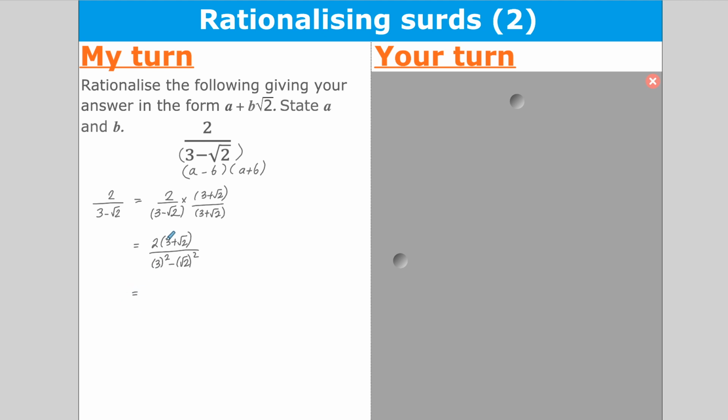On the top, we can expand. 2 times 3 is 6. 2 times root 2 is plus 2 root 2. And on the denominator, what have we got ourselves? We've got 3 squared is 9, take away root 2 squared, which is just 2.